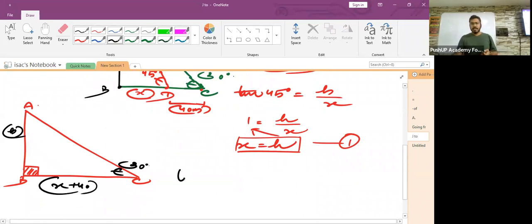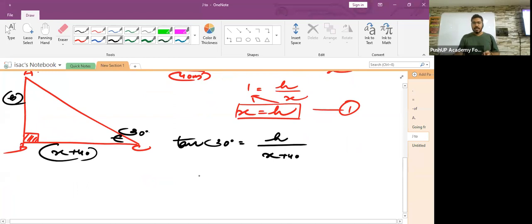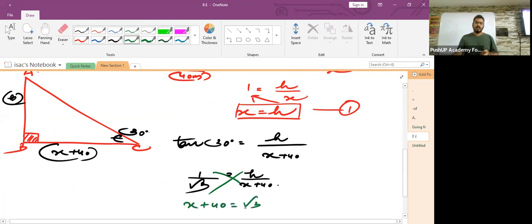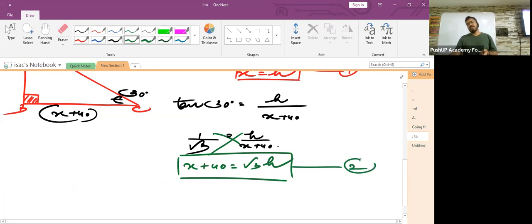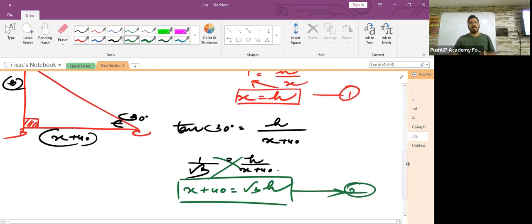Okay. Again, tan function. So tan with reference to 30 degrees will give you opposite, which is H, and adjacent, which is X plus 40. How much is tan 30? 1 by root 3 is equal to H upon X plus 40. Now, children, if you cross multiply these two sides, you will get X plus 40 is equal to root 3 H, right? This is the second equation. Please do label it, children. Please label it as equation number 2 and equation number 1. Make it easy for your examiners to give you marks.